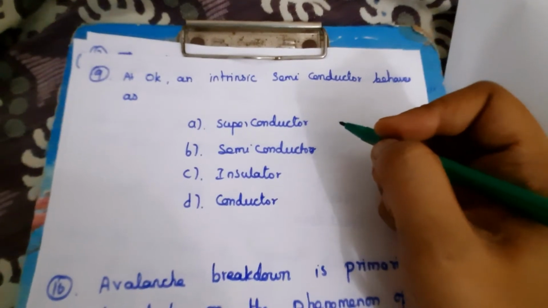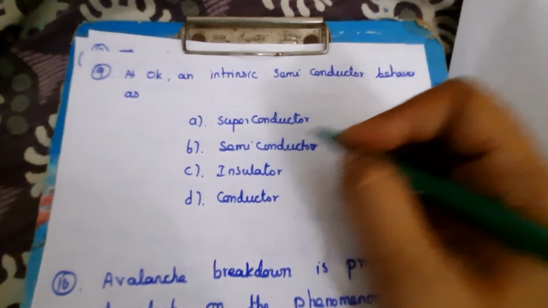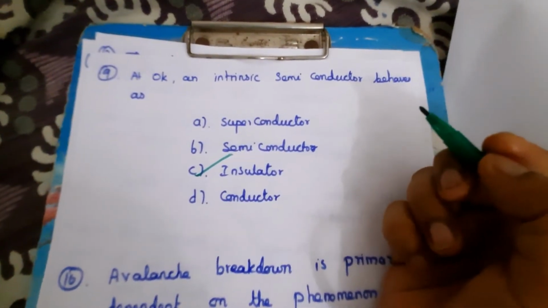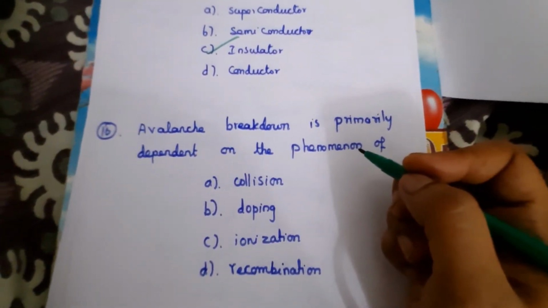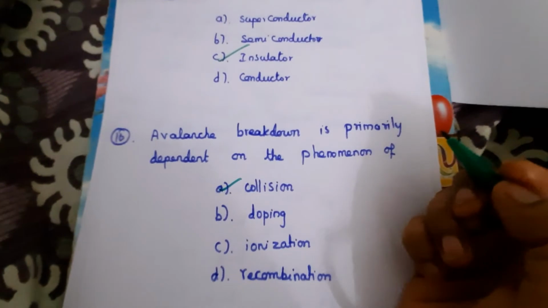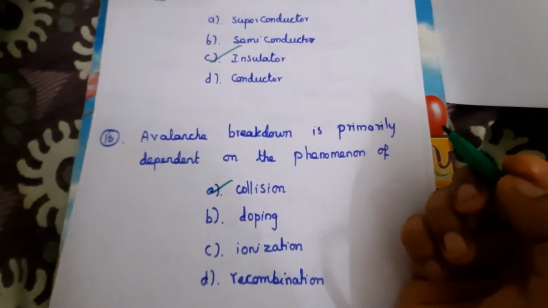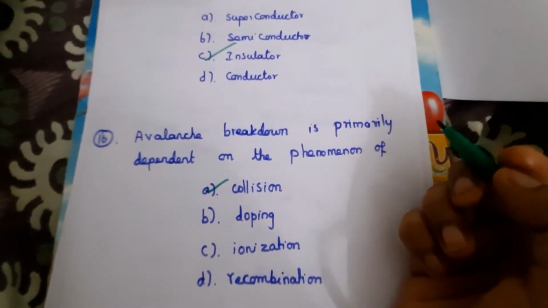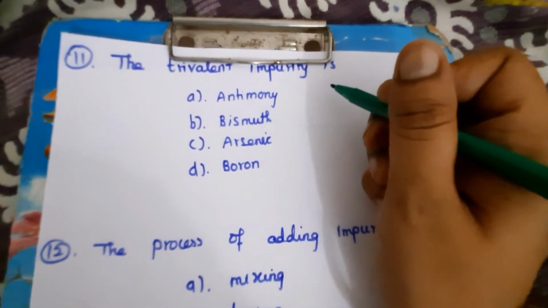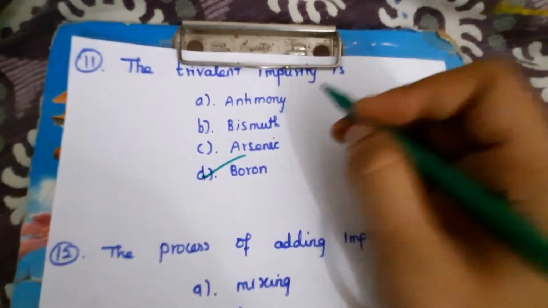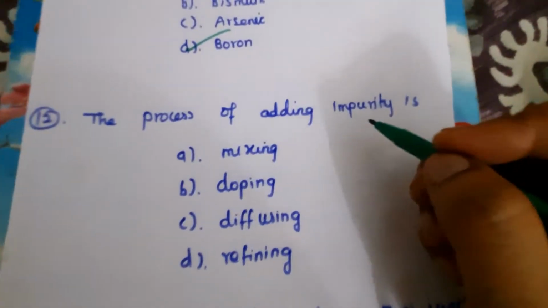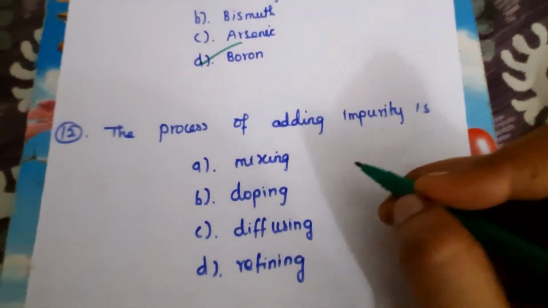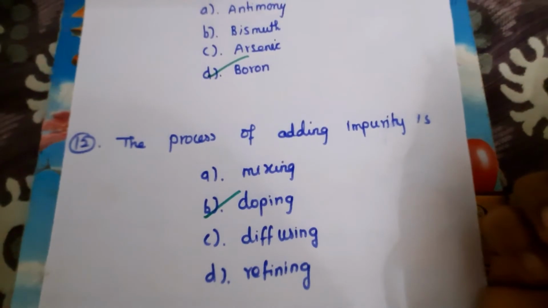Question, at 0 Kelvin an intrinsic semiconductor behaves as an insulator. So here the answer is C. Next question, the avalanche breakdown primarily depends on the phenomenon of collision, and Zener breakdown is due to a strong electric field. 11th question, the trivalent impurity is boron. So the trivalent impurity is boron. The process of adding impurity, 12th question, is known as doping. So here the answer is B.